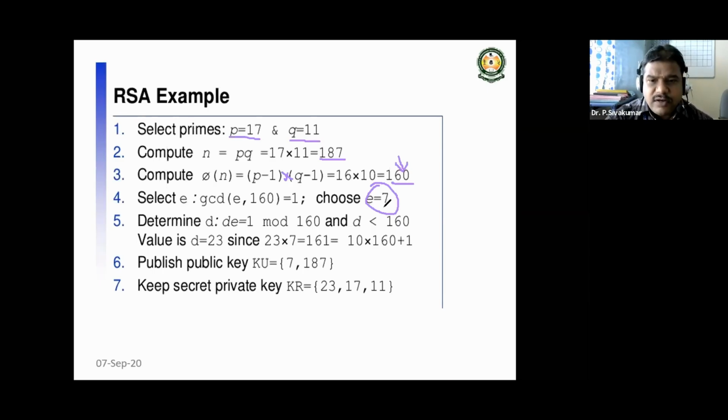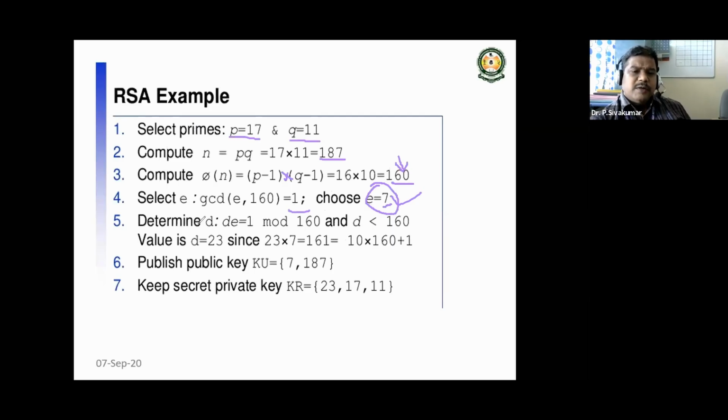E is in what range? I can choose 7, and 7 lies between 1 and 160. So both conditions are true, and I can choose 7. Similarly, you can check each and every value between 1 and 160 for GCD equal to 1. If two or three values give 1, you can choose any one of them for E. Now we get your public key E is equal to 7.